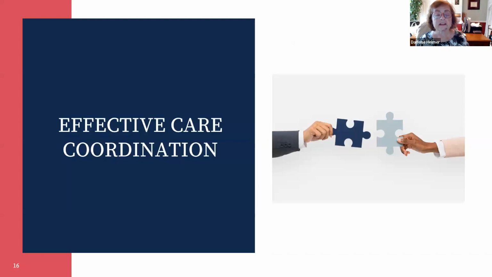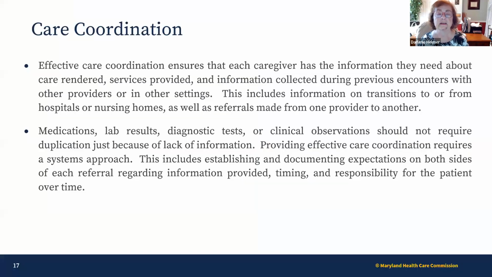So let's talk about effective care coordination, making sure that care is really coordinated and it's effective. Effective care coordination makes sure that the caregiver has all the information they need about the care that was rendered, the services provided, and the information that was collected during previous encounters with other providers or in other settings. This would include information on transitions to or from hospitals or nursing homes, or even just your providers, the referrals back and forth to your provider.